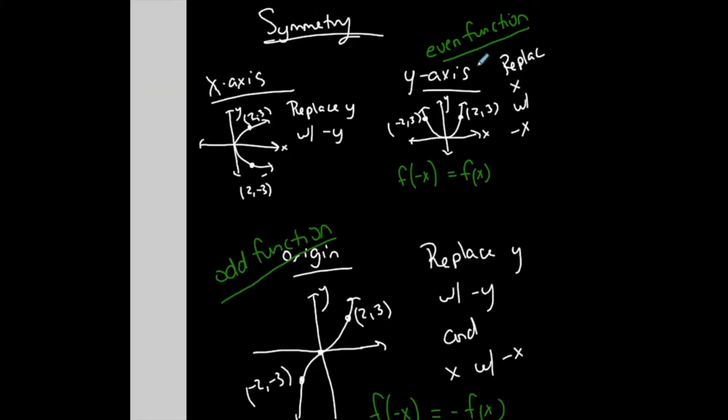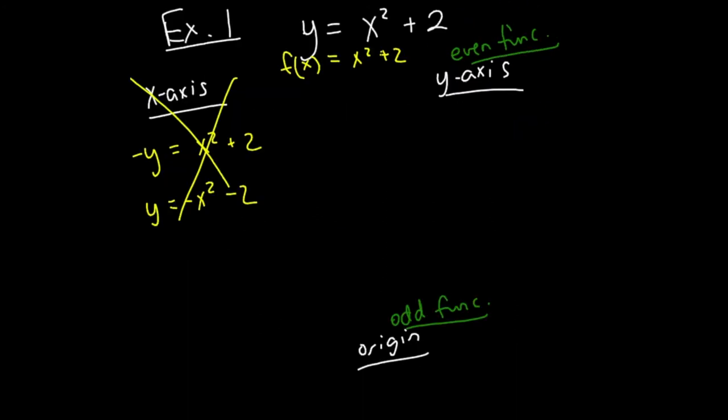And to test for y-axis symmetry, or to determine if a function is even, we replace x with negative x and see what happens. So I'm going to put it in function notation. I'm going to replace x with negative x. So everywhere I see an x, I'm going to replace it with negative x. And let's see what happens. So this is equal to, when I simplify, anything negative squared, if I have an even exponent, goes back to being positive, right? Any negative number squared is going to be positive. So this goes back to x squared, and this stays plus 2.